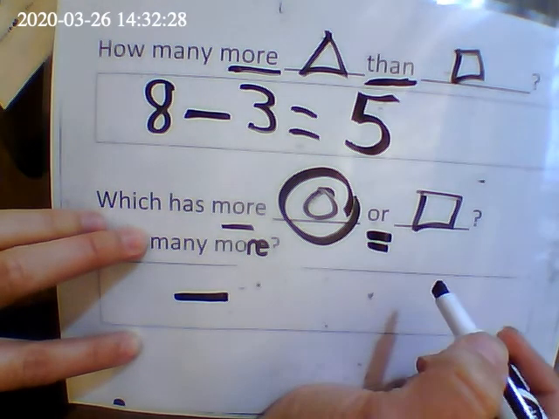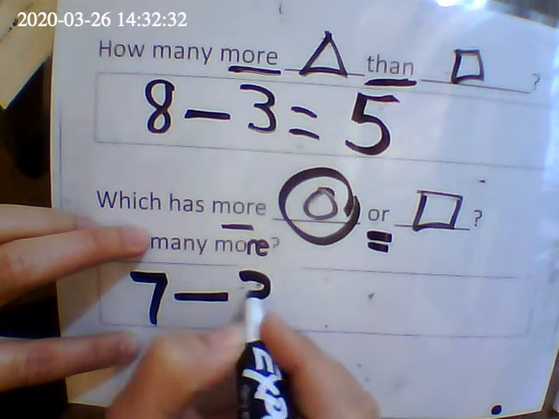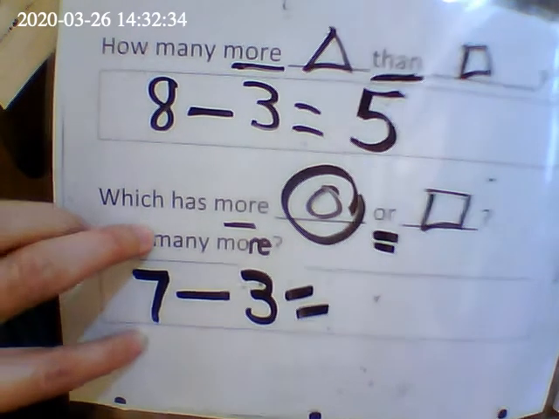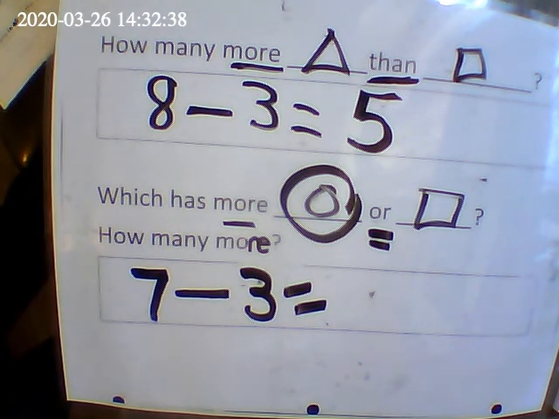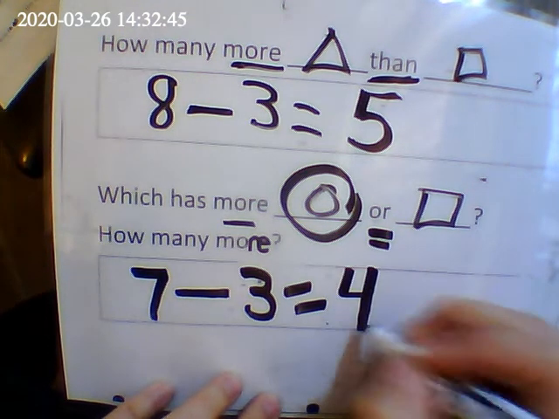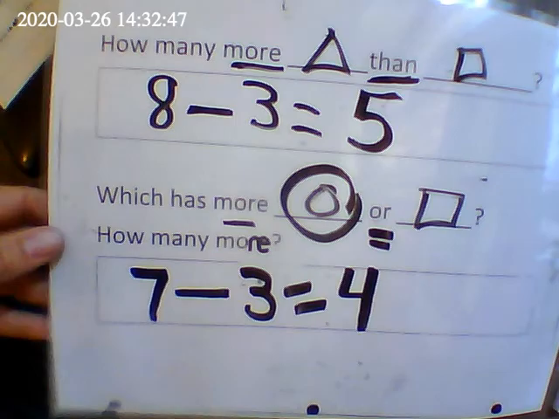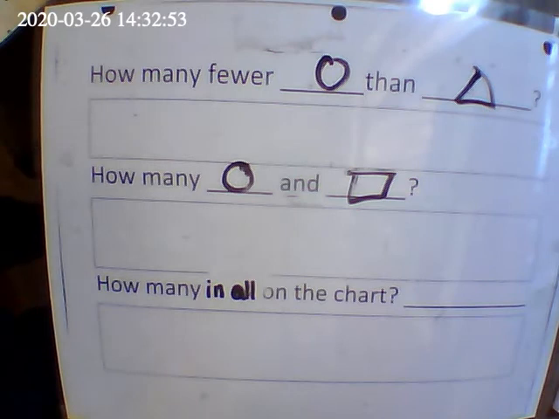So we're going to start with the circles, and we had 7 of the circles, and we're going to minus the 3 squares. So what is 7 minus 3? Go. And the answer is 4. There are 4 more. And moving on to our next question, we're looking at how many fewer circles than triangles.